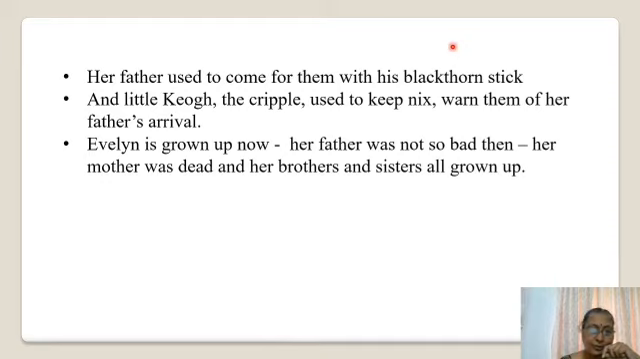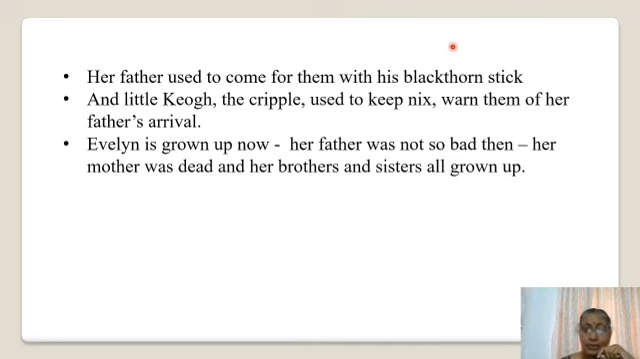Evelyn is grown up now. Her father was not so bad then. Her mother was dead, and her brothers and sisters all grown up. So, from the younger days when she used to run around without a care in the world, she has now returned to the present stage. She is a grown up woman now, and her father, even though he used to come for them with a blackthorn stick, was not so bad then. But we can read a lot in between these lines, which means that her father is worse now.